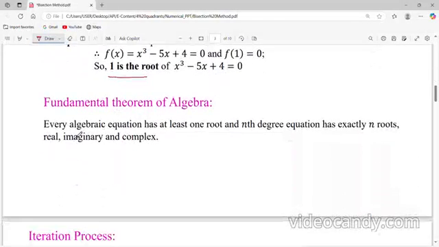The statement is: every algebraic equation has at least one root and an nth degree equation has exactly n roots, which may be real, imaginary, and complex.